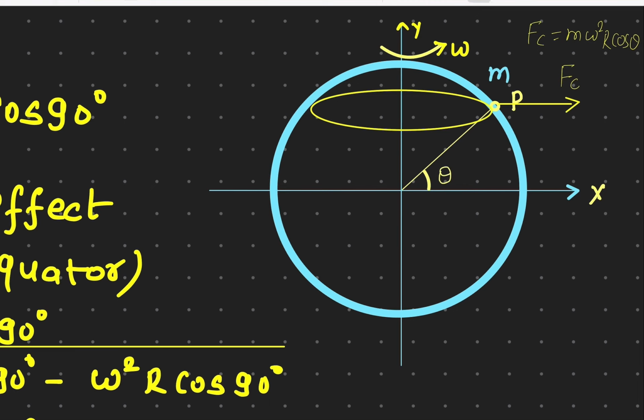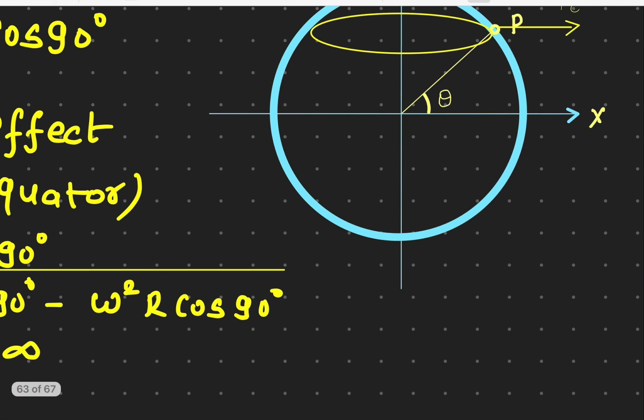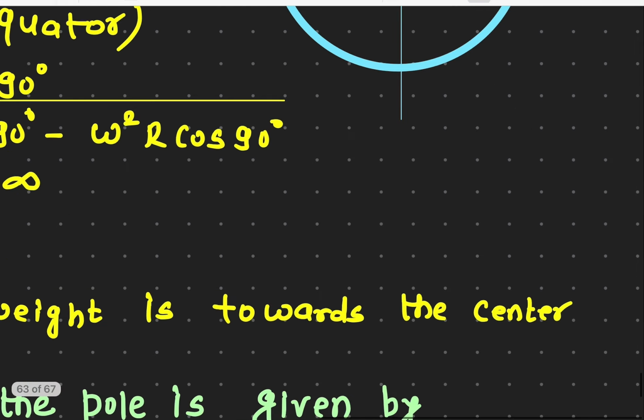It is clear that as theta changes, the centrifugal force value changes. At the equator, where theta is 0 degrees, the centrifugal force will be maximum. At the pole, theta is 90 degrees, and the centrifugal force will be 0. And for exactly the same reason, the Earth has more radius at the equator and slightly smaller radius at the pole. Why is that? Let me draw it.